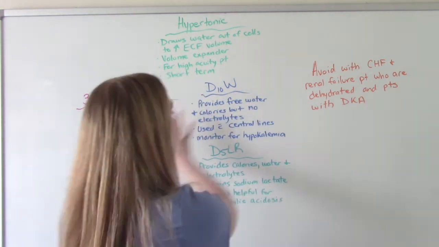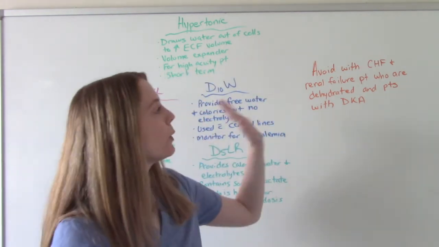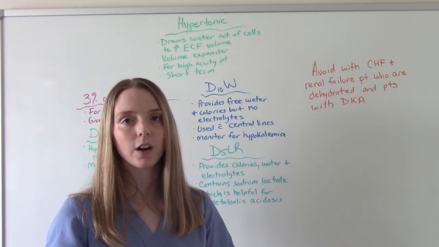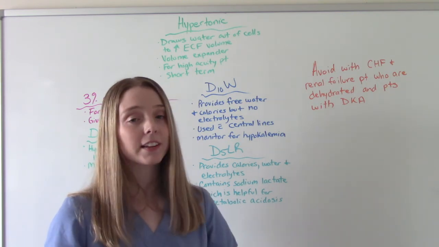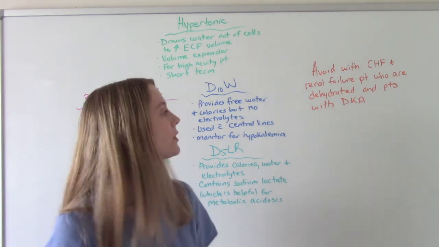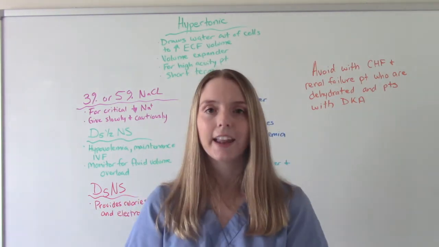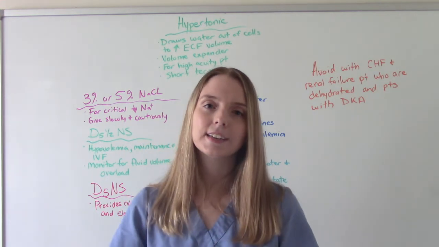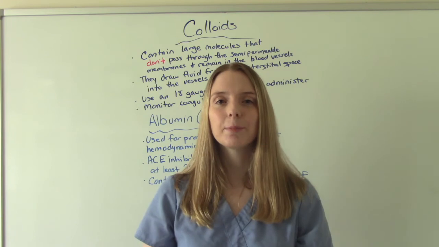And then for all 5 of these I just discussed, we want to avoid the use of these in our patients who have CHF, so congestive heart failure, and renal failure when they're dehydrated. And definitely we don't want to give these to our patients who have diabetic ketoacidosis. So all of these, isotonic, hypertonic, hypotonic, all 3 of these are considered crystalloids. Now I just wanted to take a minute to talk about what a colloid is. Now let's talk about colloids.